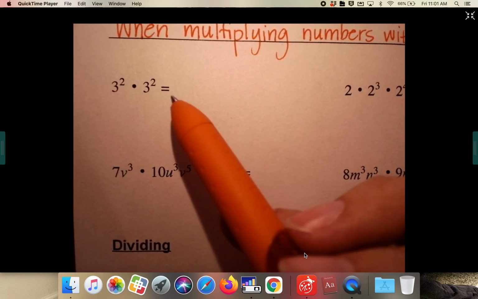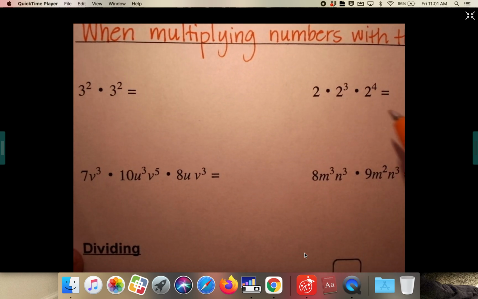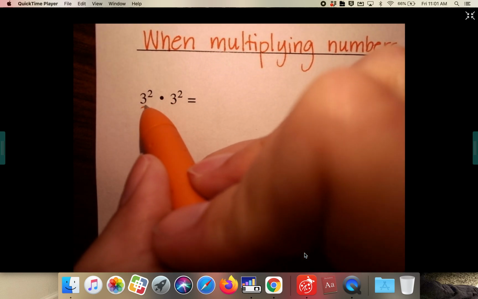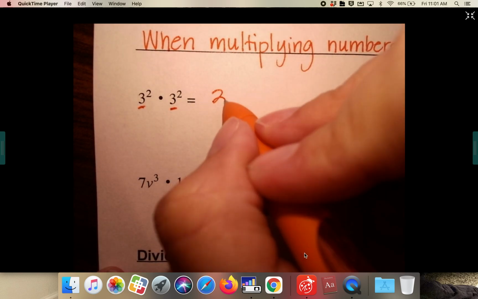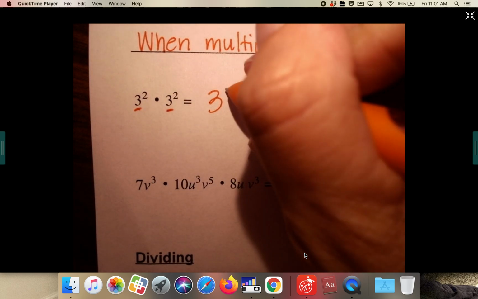This is a good time to push pause and try these first 2 on your own. If you're not quite ready to pause and try your own, these have the same base. So we're going to keep the base 3, and we're going to add 2 plus 2, which is 4.